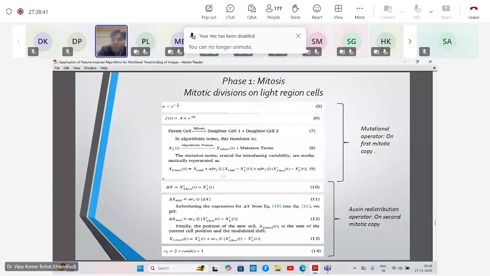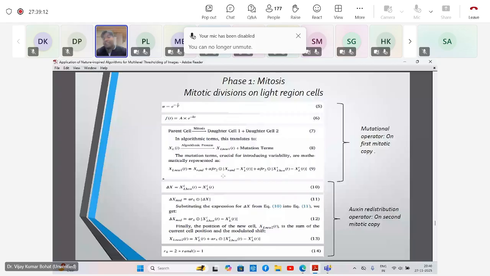And equation 12 is the expansion of delta x with the help of equation 11. We simply put the value of equation 10 in 11, and we get equation 12. So X_L new 2 is equal to X_L^t plus delta x mod, so alpha R4 (X_L best minus X_L^t). With the help of this, we get the value of the new, second daughter cell.